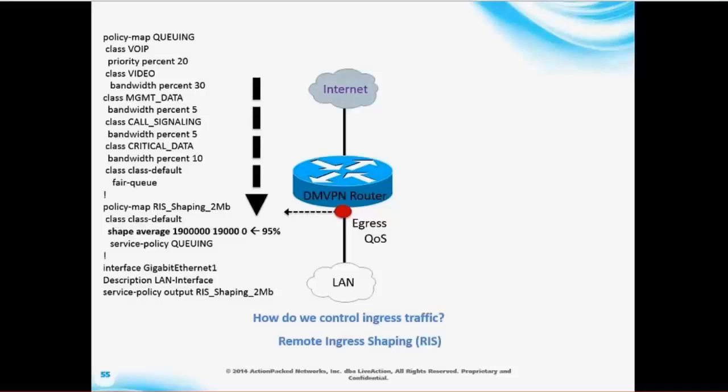Another key to this configuration is the shape command. We are always going to shape with a target rate of somewhere between 85 and 95% of the target. In the cases that we're going to look at today, I've shaped to 95%, and that has worked well. And again, what we are protecting against is TCP.